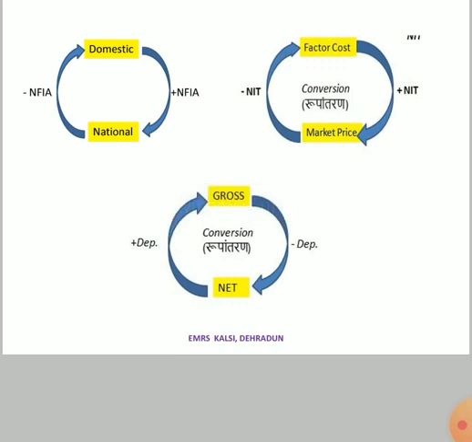Domestic and national, factor cost and market price, and gross and net value. For gross and net, you have to subtract depreciation. For factor cost and market price, you have to use NIT, and for domestic and national, you have to use NFIA. Okay, so these were the three main formulas, and in the next class we will see how to convert.